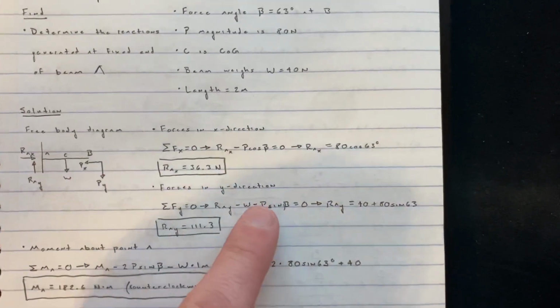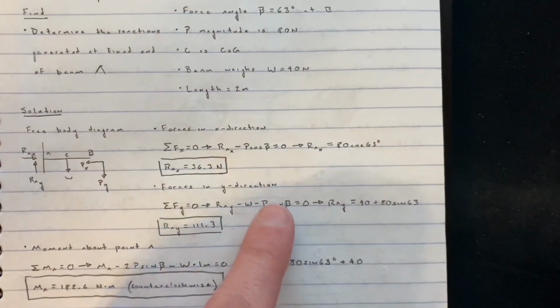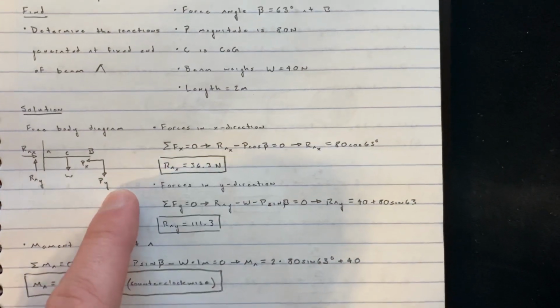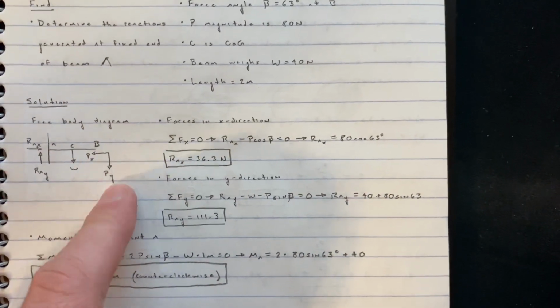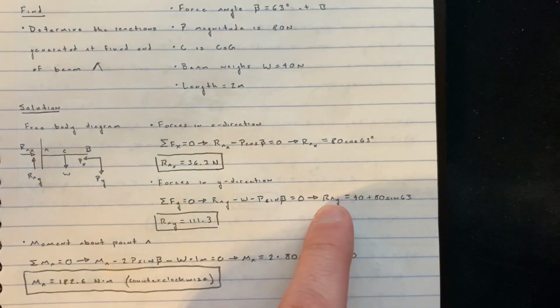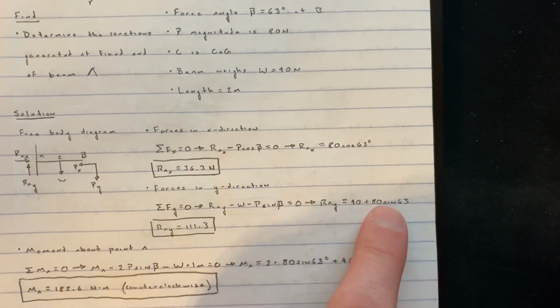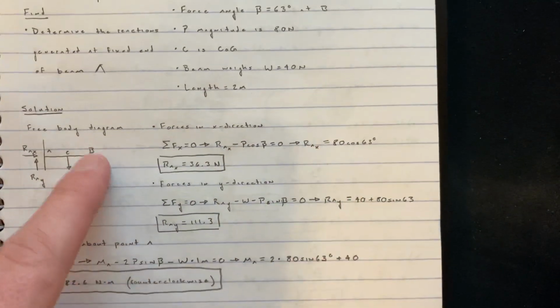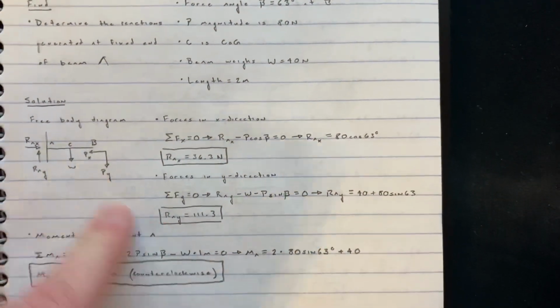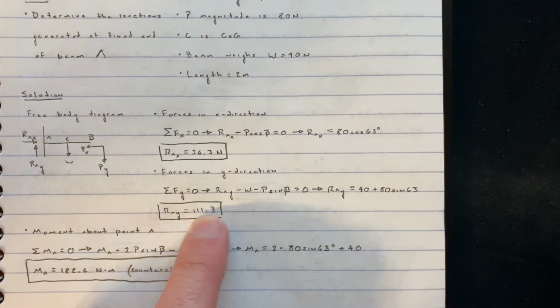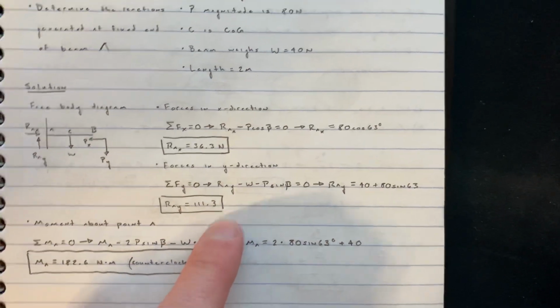Doing the same thing for the Y direction, we have the reaction force in the Y direction. We have the weight subtracted from that, and then the Y component of the force P also subtracted from that. So we get RAY is equal to 40, which is the weight, plus 80 sine 63 to get that P force in the Y direction. We get that RAY is equal to 111.3 newtons.